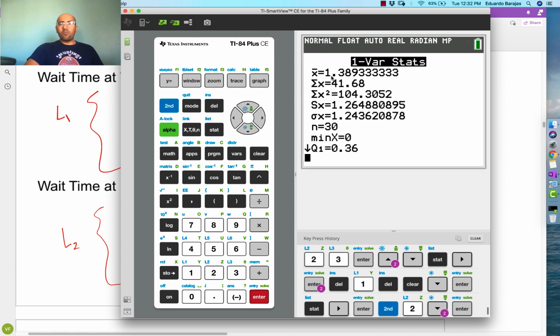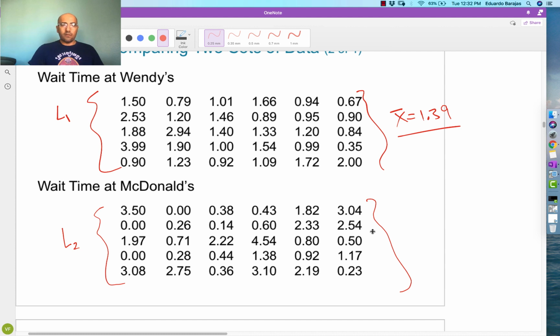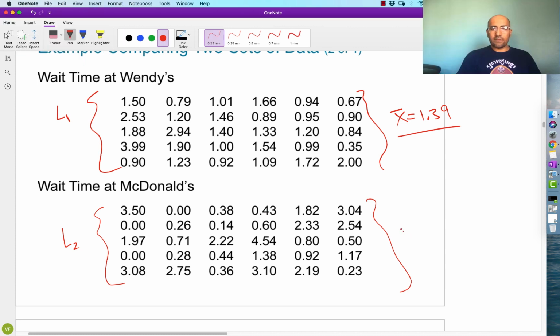And look, we get almost the exact same answer, 1.389. Then x bar for the McDonald's information is 1.389. And if we were working with just 2 decimal places, then this would just round to 1.39, in which case you wouldn't really be able to tell the difference. So if all we are doing is focusing on the mean time, then they would look the same.